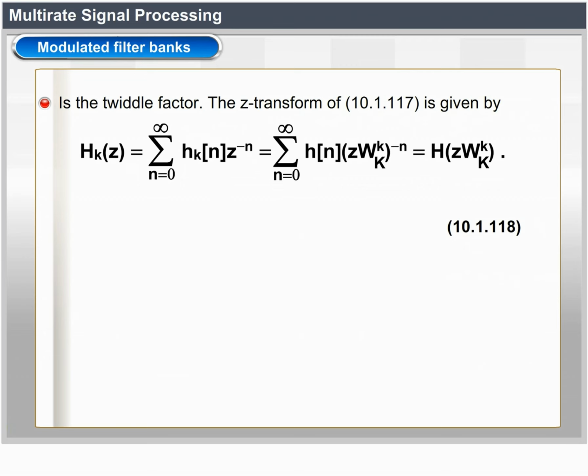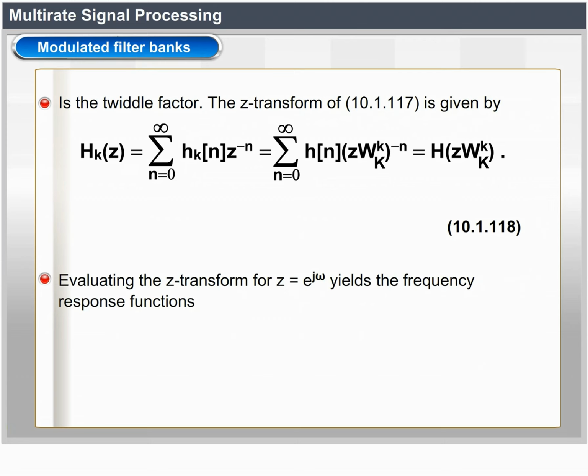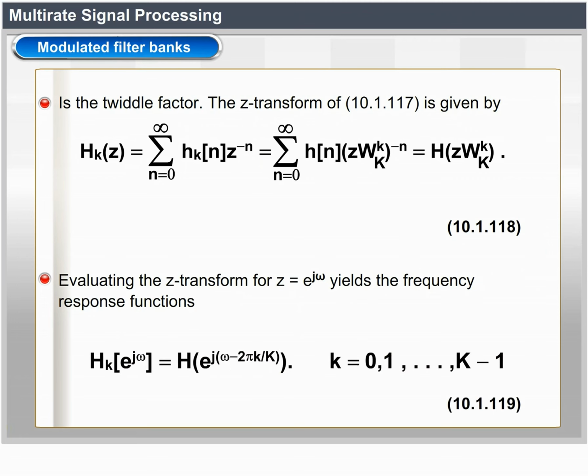functions Hk of e power j omega equal to H of e power j of omega minus 2 pi by K, where k equal to 0, 1, etc. up to K minus 1, is called equation number 10.1.119. The filter bank obtained is computationally inefficient.